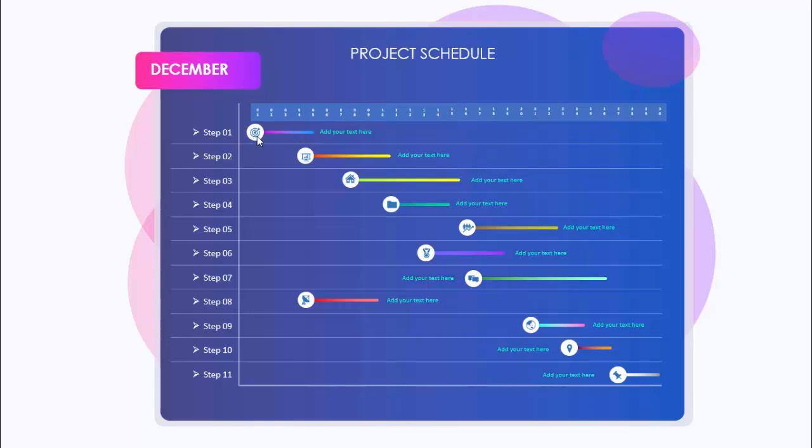For example, step 1 starts from day 1 and ends on day 5, and then step 2 starts on day 4 and ends on day 10. So like this you can add different timelines for each step. So let's see how to do this project schedule in PowerPoint.